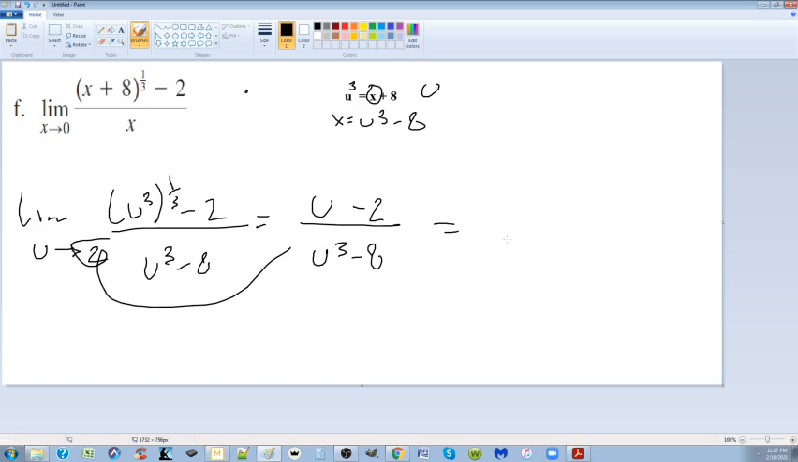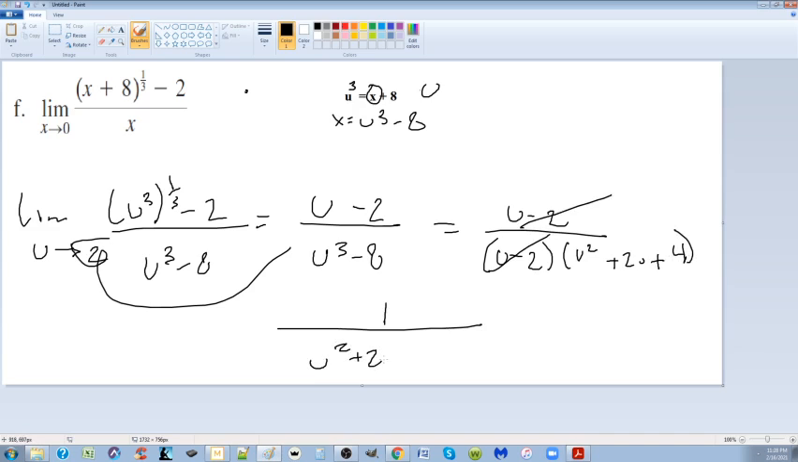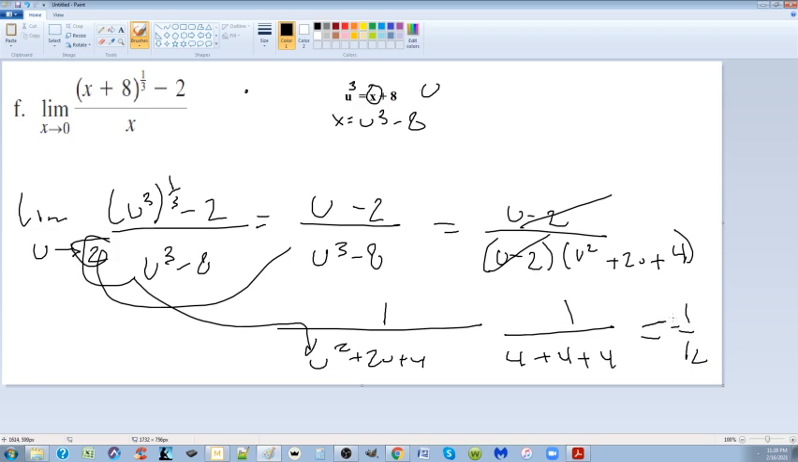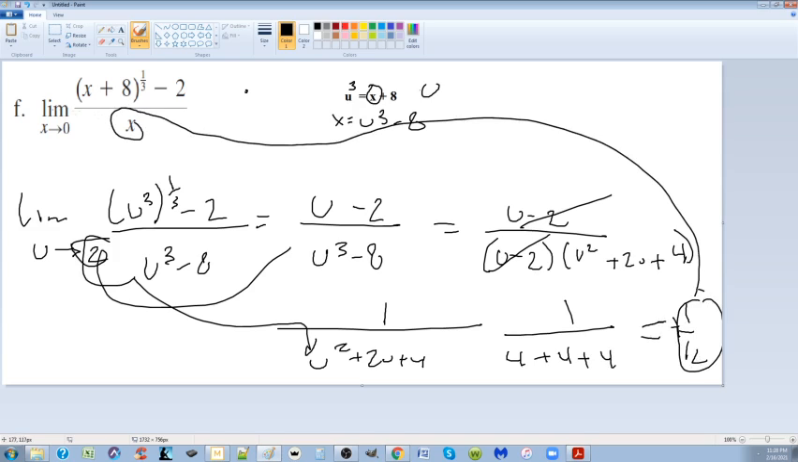Yeah, and that's when you have to remember your factoring, your difference of cubes. So you get u minus 2, and u squared plus 2u plus 4. And right away you can see these cancel. So now you have 1 over u squared plus 2u plus 4. And thus when u becomes 2, you get 4 plus 4 plus 4, which is 1 over 12. So that's really the answer to this. The whole thing will approach 1 over 12 and never quite reach it. You'll have a hole in the graph for this situation.